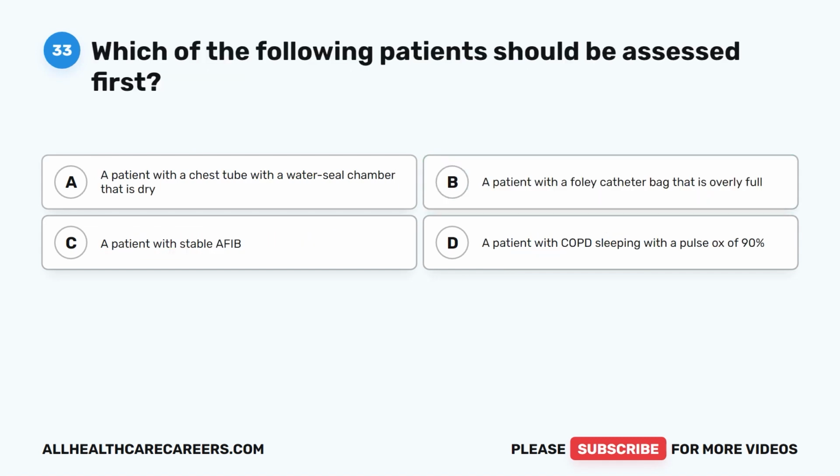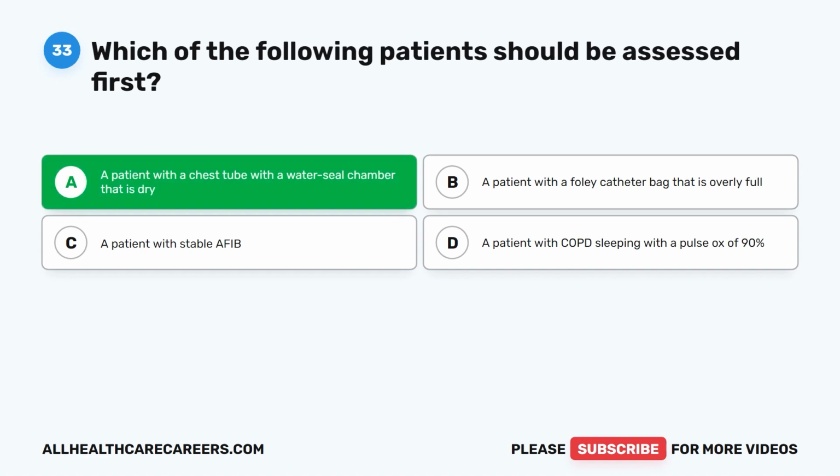Question 33. Which of the following patients should be assessed first? A. A patient with a chest tube with a water seal chamber that is dry. B. A patient with a Foley catheter bag that is overly full. C. A patient with stable AFib. D. A patient with COPD sleeping with a pulse ox of 90%.